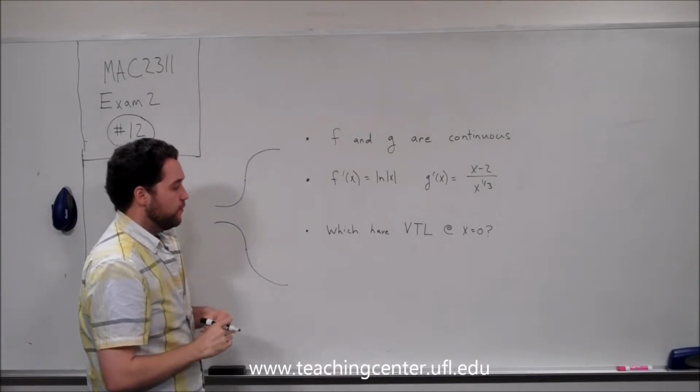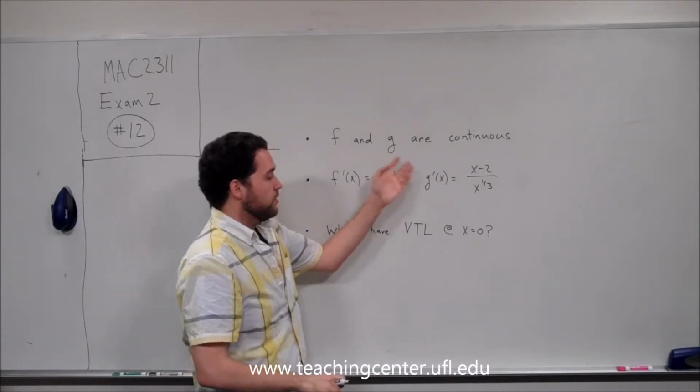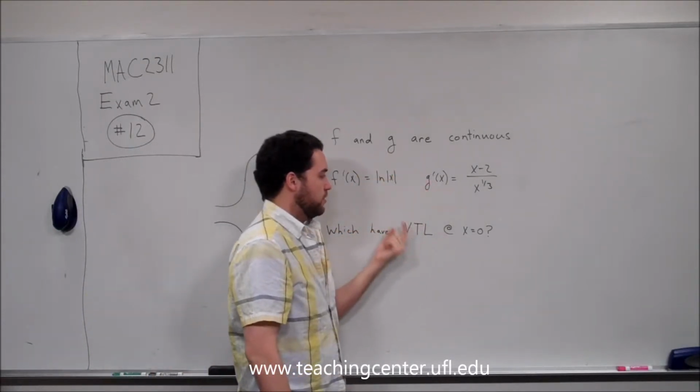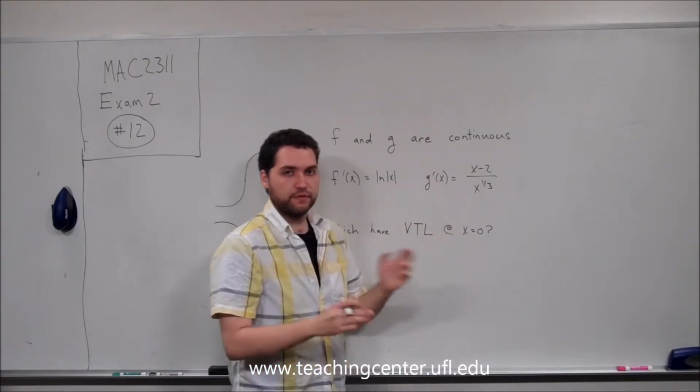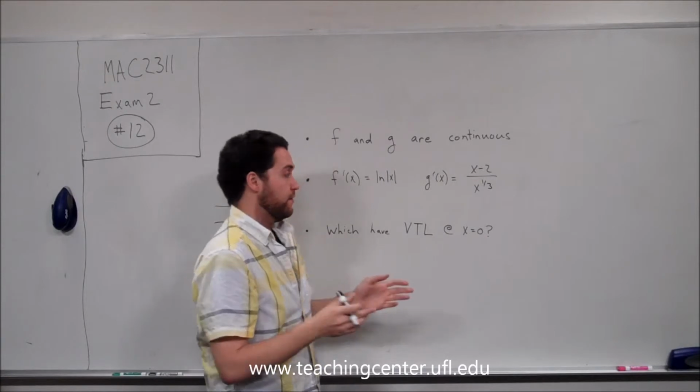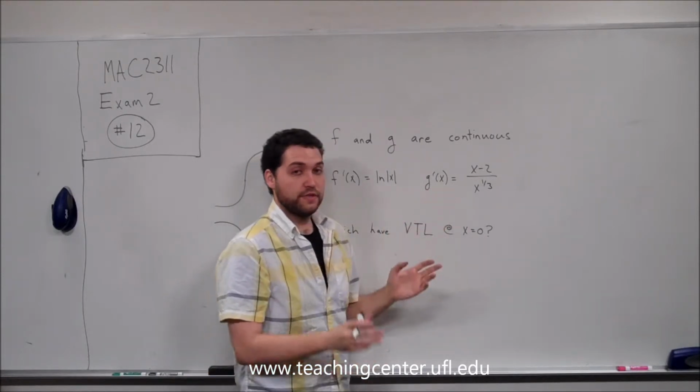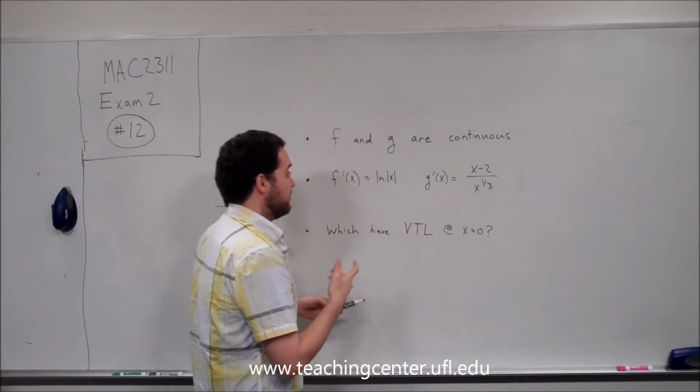So, assuming these are continuous, but wondering if they have a vertical tangent line at 0, we can take the limit from both sides, the left-hand side and the right-hand side, of 0 for these functions, and make sure that they match up in sign.